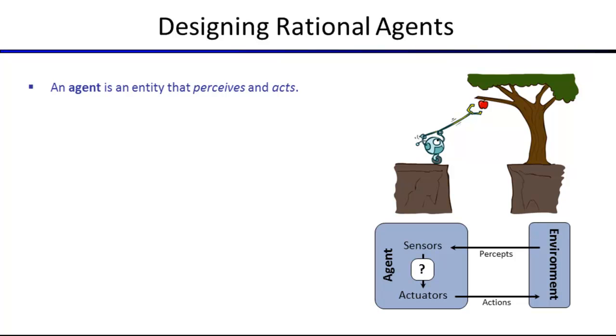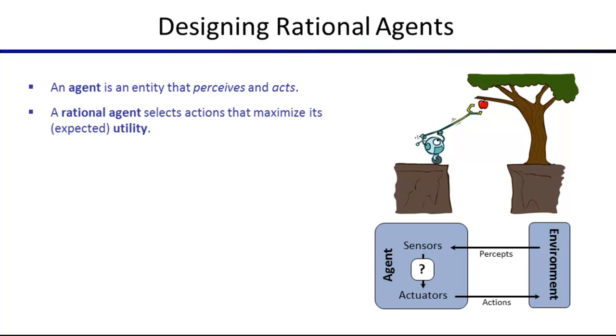So one example, you see the agent here. The agent is trying to pick an apple. The agent here could be the computer inside this little robot. The sensors feed into the computer. The computer then decides what the motor motions should be that actuate each of the legs and arms of the robot. And then the actuators actually make it happen.